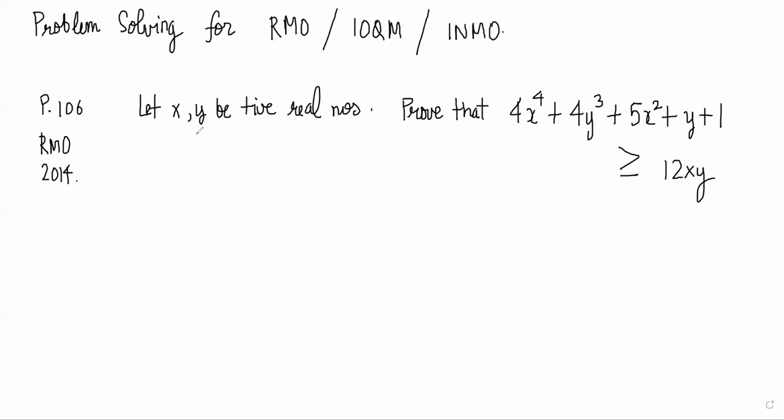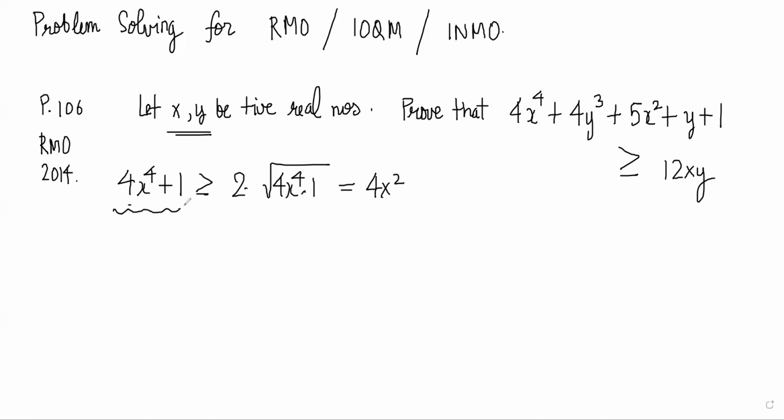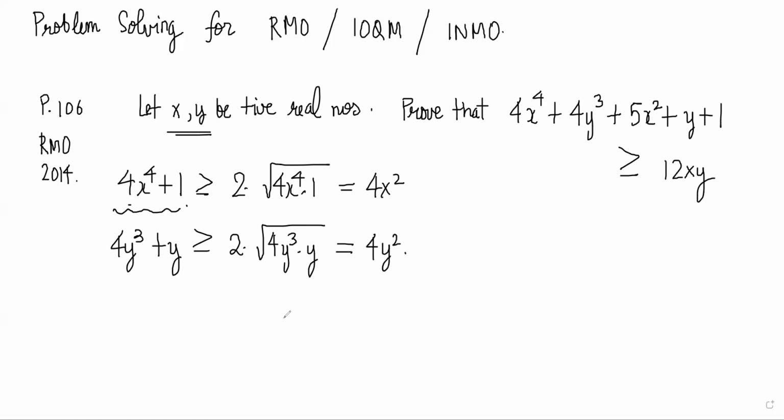Because x and y are positive real numbers, we can apply AM-GM to any of these terms. We will say 4x^4 + 1 is greater than or equal to 2 times the root of 4x^4 times 1, which is equal to 4x^2. This is applying AM-GM on these two terms. Then 4y^3 + y is greater than or equal to 2 times the root of 4y^3 times y, which is again equal to 4y^2. So this and this have been grouped. This and this have been grouped.